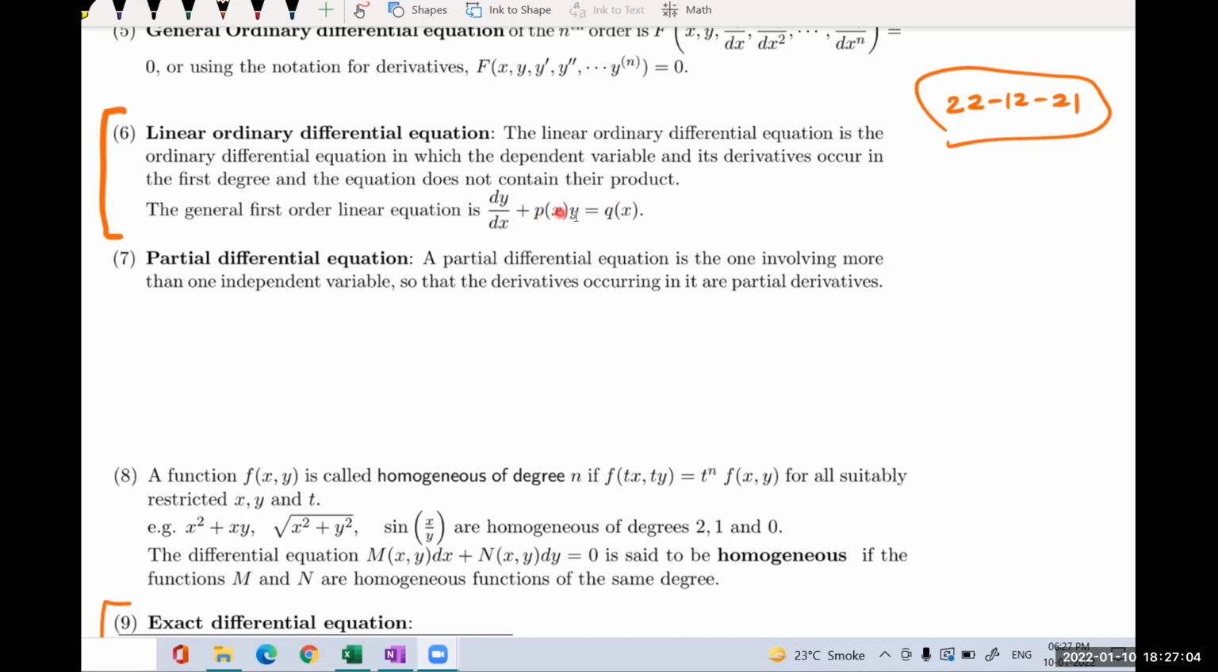And with p of x, you have y. So there is no term like sine y, cos y, e raised to y, or y square. But an xy term, it is all right on this side. That is your linear ODE. This is the general form of linear ODE.